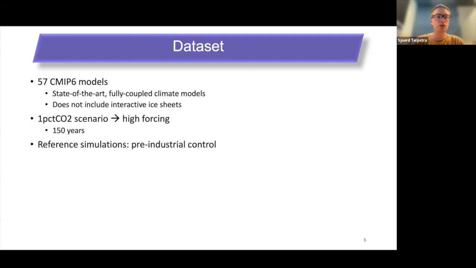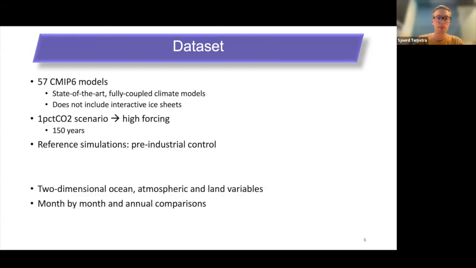And we chose to look at the 1% CO2 scenario. So it's a scenario of quite high forcing. It starts at pre-industrial CO2 levels, and then it increases its CO2 level with 1% every year. So over 150 years of simulations, you have a quadrupling of the CO2. But it is quite strong forcing. So you can see the whole range of systems behavior in future climate change. And for a reference data set, we just use pre-industrial control simulations.